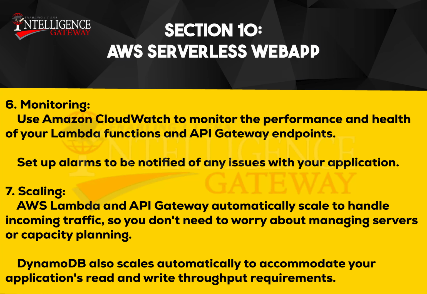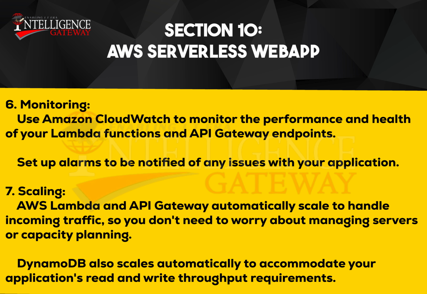6. Monitoring. Use Amazon CloudWatch to monitor the performance and health of your Lambda functions and API Gateway endpoints. Set up alarms to be notified of any issues with your application.